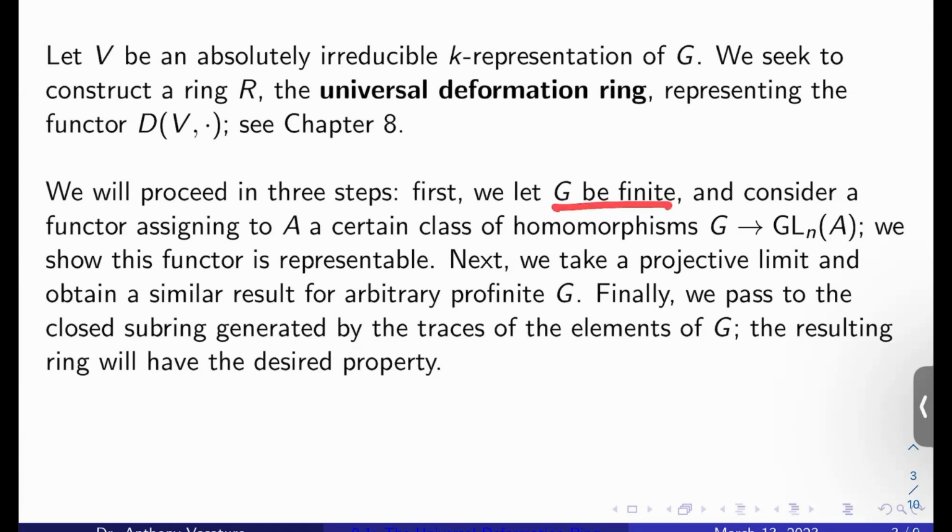First, we're going to let G be a finite group, and we're going to consider a functor that assigns to A a certain class of homomorphisms G to GL_N of A. And we'll show that that functor is representable. Then we'll take the projective limit over the situation and obtain a similar result for arbitrary profinite G. And then lastly, we'll pass to the closed subring generated by traces of the elements of G. And the resulting ring will have the desired property. That's going to be our universal deformation ring.